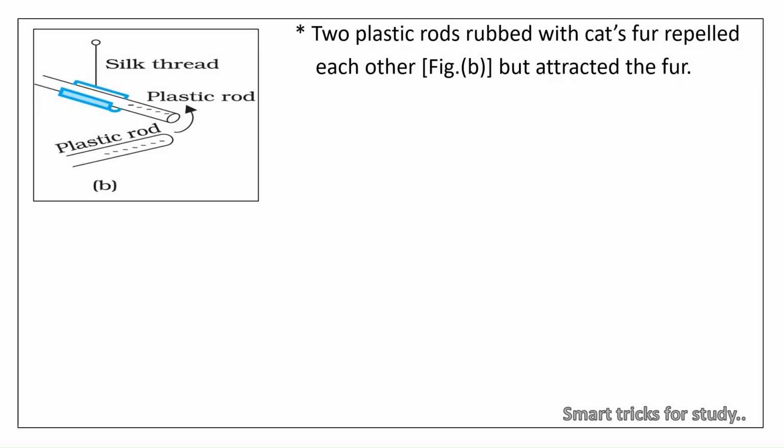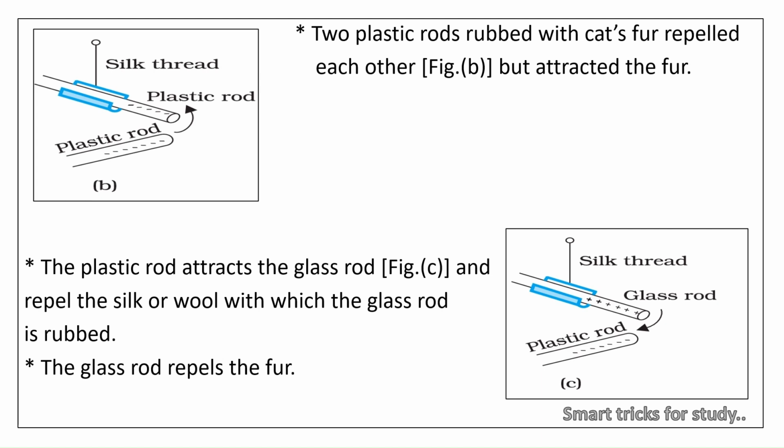Two plastic rods rubbed with cat's fur repelled each other, figure B, but attracted the fur. The plastic rod attracts the glass rod, figure C, and repels the silk or wool with which the glass rod is rubbed. The glass rod repels the fur.